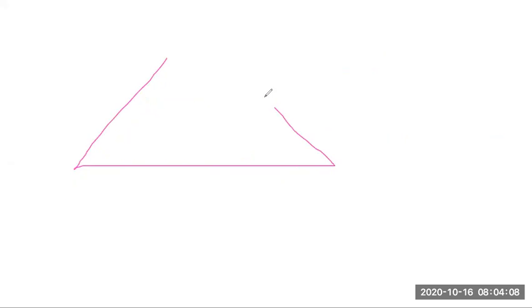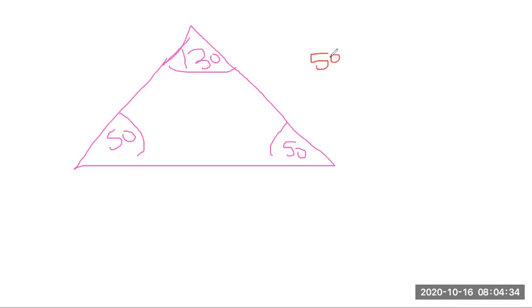So if I have another triangle, and I say this one is 50, this one is 50, then this one has to be 130. Because when I add them up, oh wait, is it 130? Let's check. If I add them up, 50 plus 50 plus 130, that is equal to 230. So is that right?